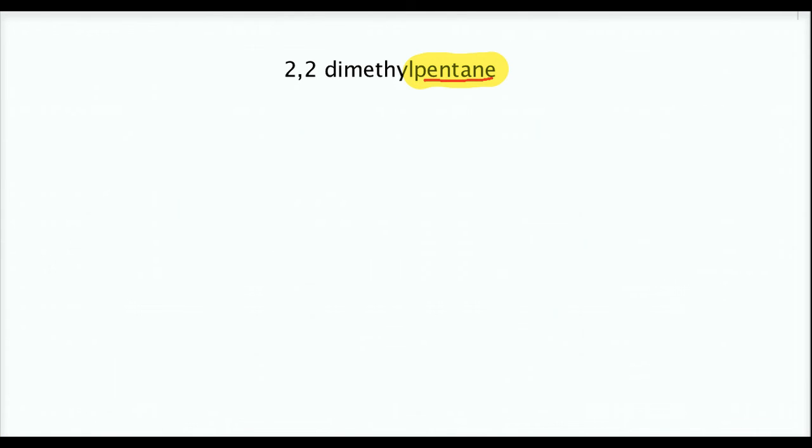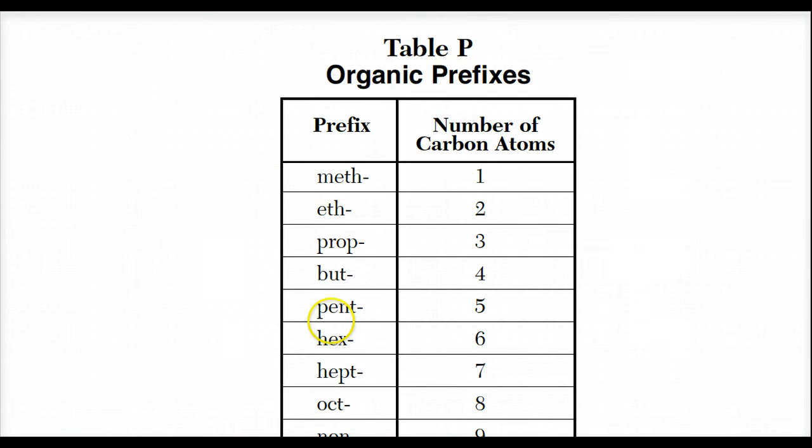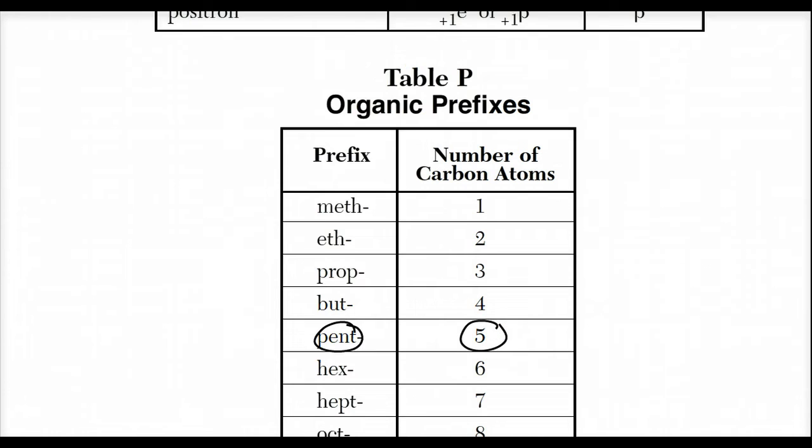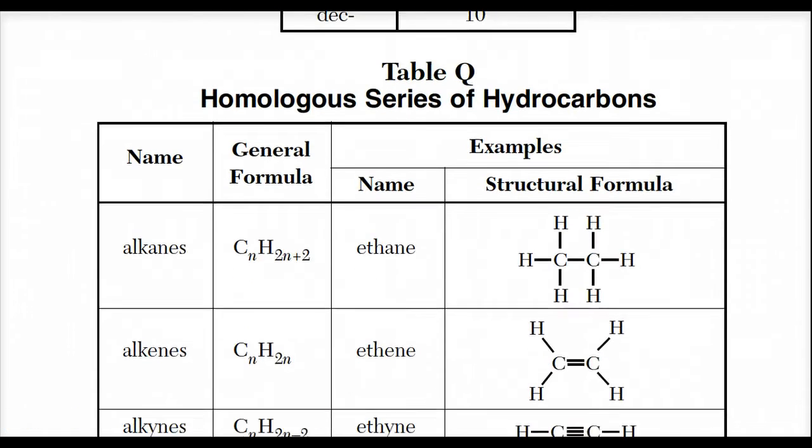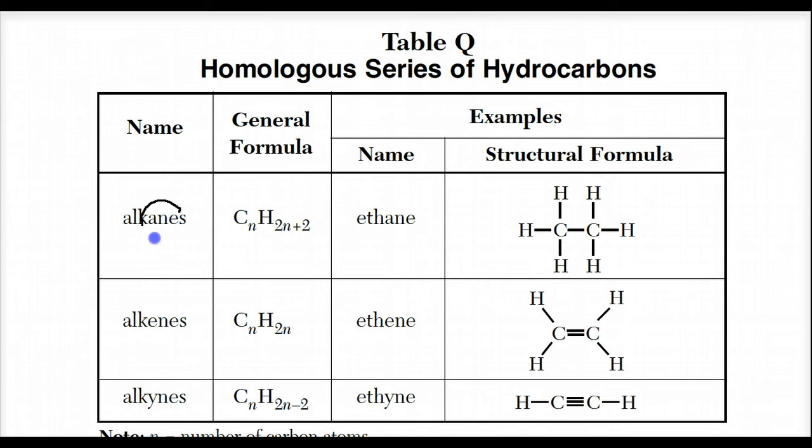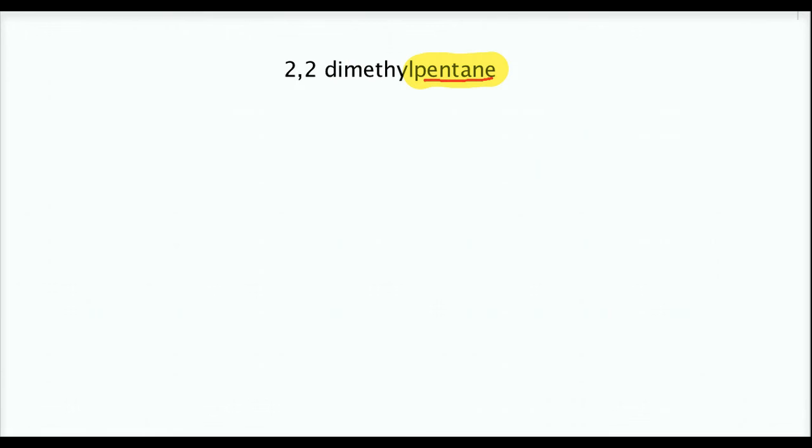And if I don't know, I go here. Table P says pent is 5 carbons. And the ane in table Q tells me I'm dealing with an alkane, which is a single bonded hydrocarbon between the carbons. So we start with a 5 carbon chain: 1, 2, 3, 4, and 5. I'm going to put single bonds in between them because that is what the ane means. It's an alkane. The pent is the 5 carbons.